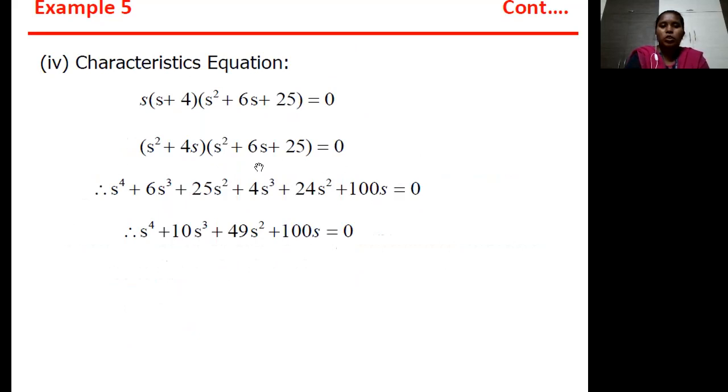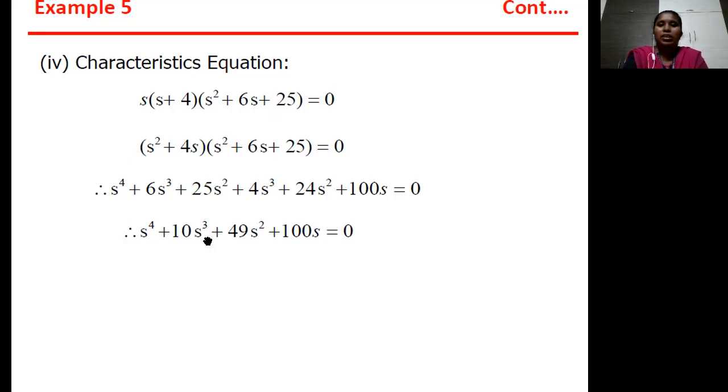By multiplying these two terms, here I am getting s power 4 plus 6s cube plus 25s square plus 4s cube plus 24s square plus 100s is equal to 0. By simplifying this equation, I can obtain it as s power 4 plus 10s cube plus 49s square plus 100s is equal to 0. So this is the characteristic equation for the given transfer function. So in example 5, what we discussed here, we obtained the poles, zeros, and we located the poles and zeros on the S-plane, and we determined the characteristic equation also.